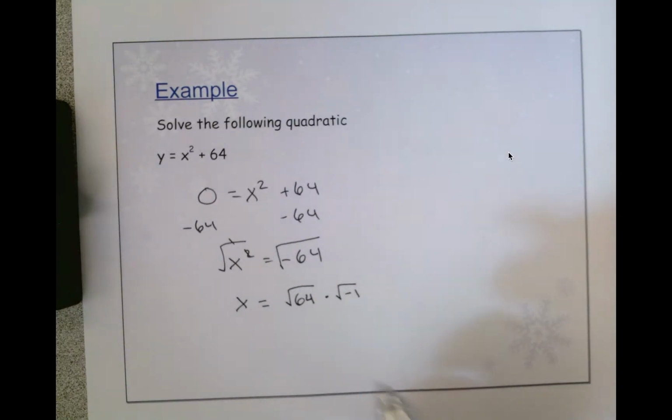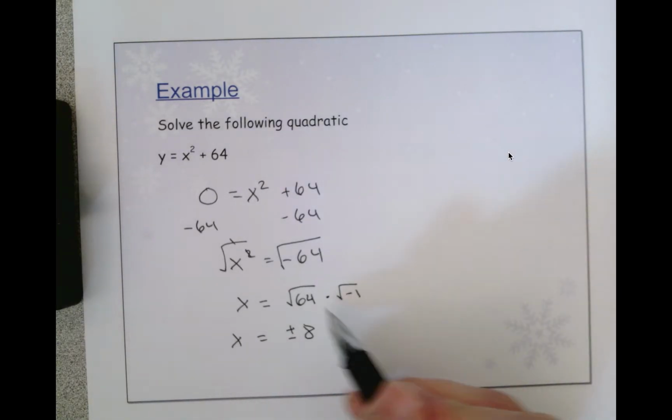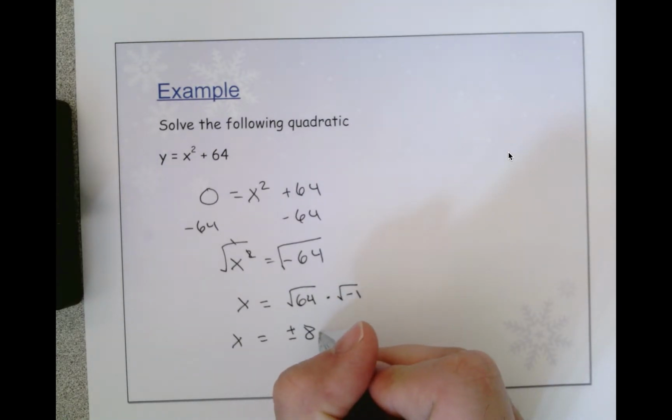When I look at that, I know how to break that down. That's plus or minus 8. 8 times 8 gives me positive 64. -8 times -8 gives me positive 64. This value here, the square root of -1, is defined as i, that imaginary number.